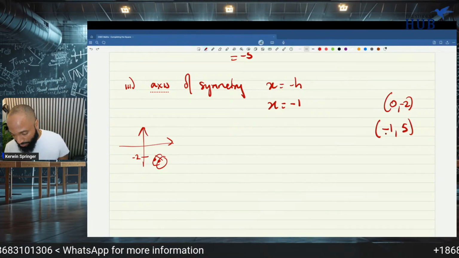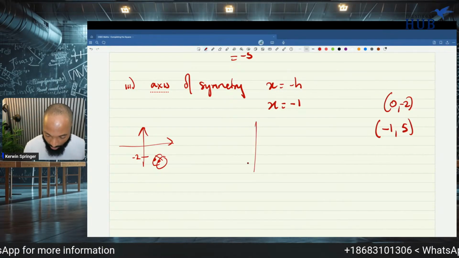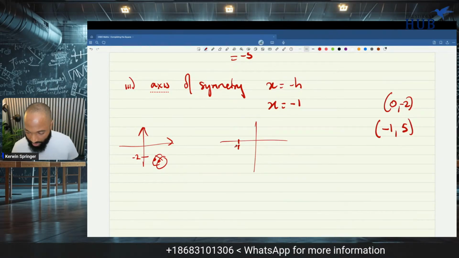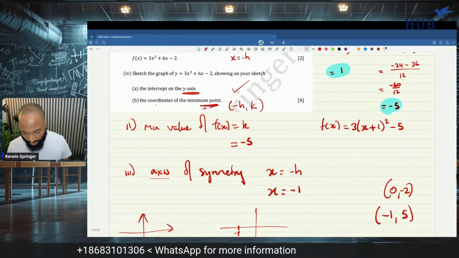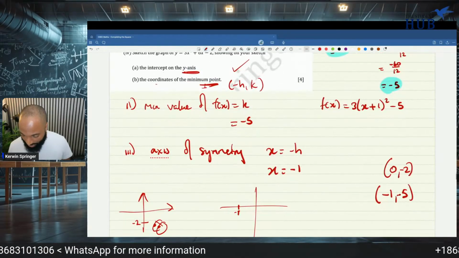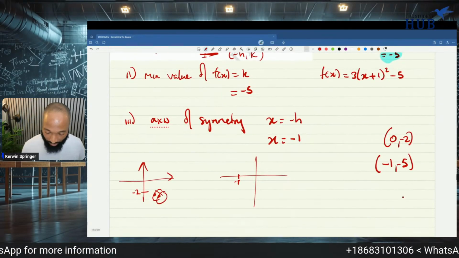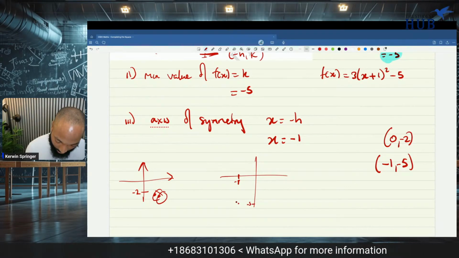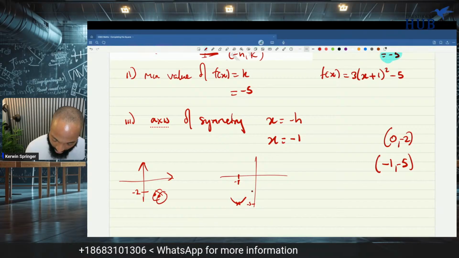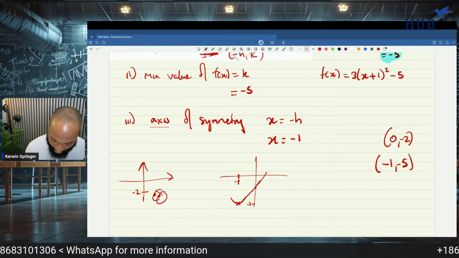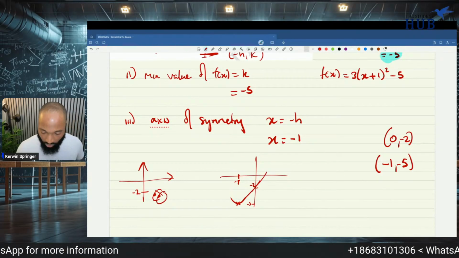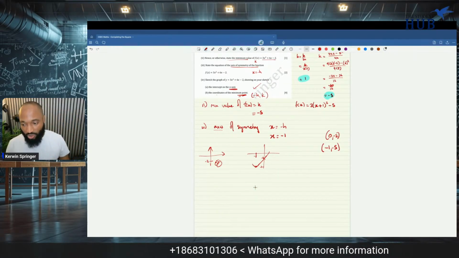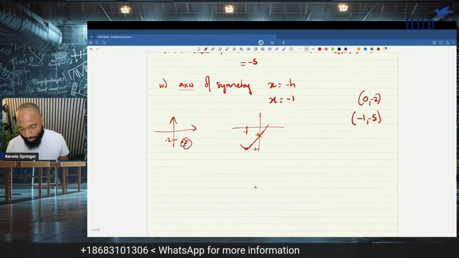Because the minimum point is at negative 1, negative 5. There's a negative here. Negative 1, negative 5. That's kind of scary. So the minimum point is over here. Negative 1, negative 5. So that's our minimum point. So I already know that the curve did this and cut at negative 2. So what's the tip? After all of that was happening in my mind, I just kind of scribbled it to show you what I'm thinking.